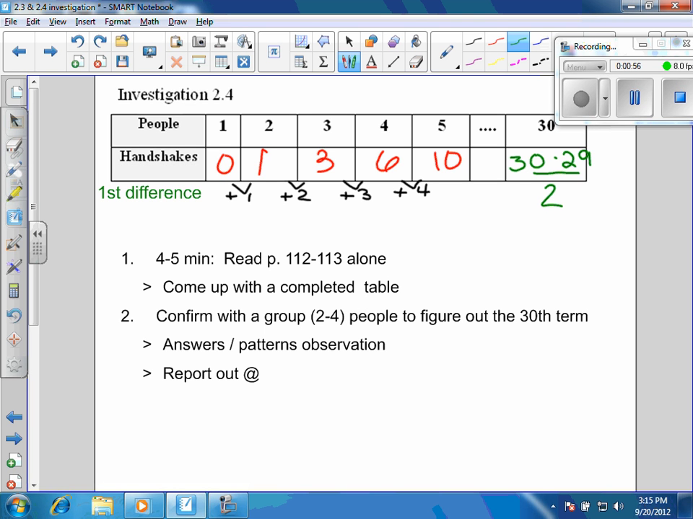So let's plug in 5. It'd be 5 times 4 divided by 2, which is 10. Try for 3. 3 times what, you guys? 2. 2 divided by 2. Good job. How many people? Wait a minute. Raise your hand if you got that rule.